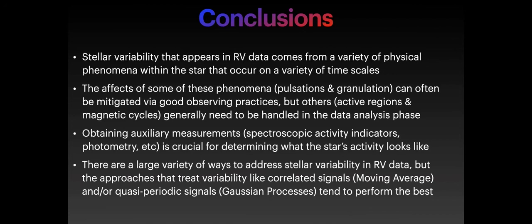Obtaining auxiliary measurements, be it spectroscopic activity indicators or photometry, is crucial for determining what the star's activity looks like. And that's what we use to help train things like the moving average approach or the GPs that are used to mitigate stellar variability. And speaking of which, there are a large variety of ways to address stellar variability in RV data, but the approaches that treat the variability like correlated signals, the moving average approach, or quasi-periodic signals like the Gaussian process tend to perform the best. And so, as I said in the beginning, this is all still a work in progress.